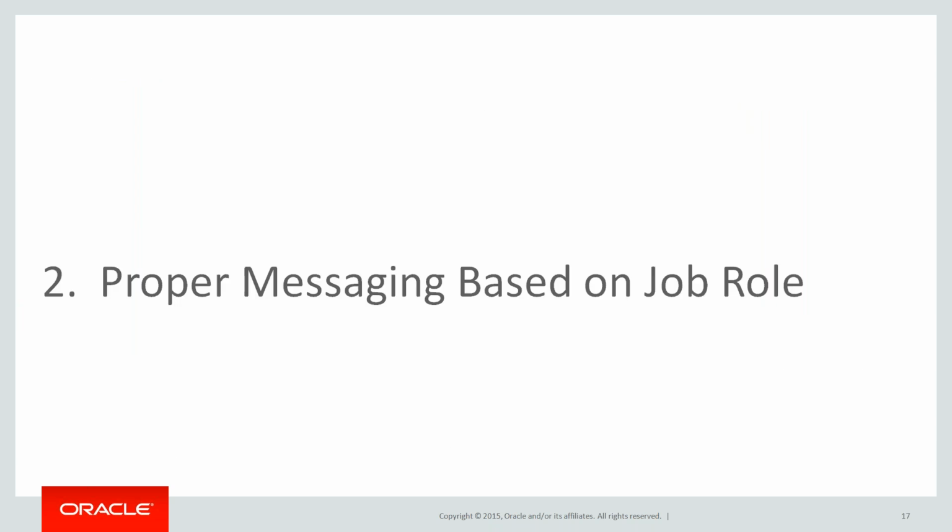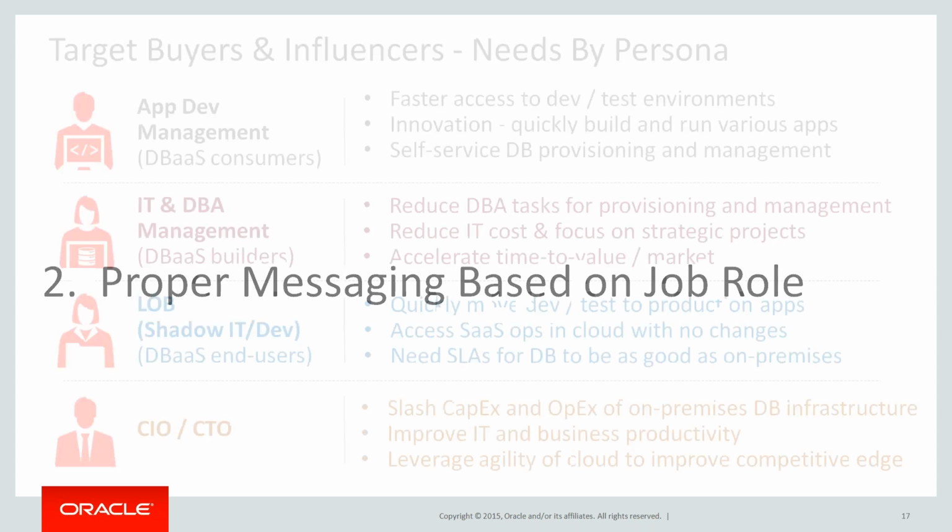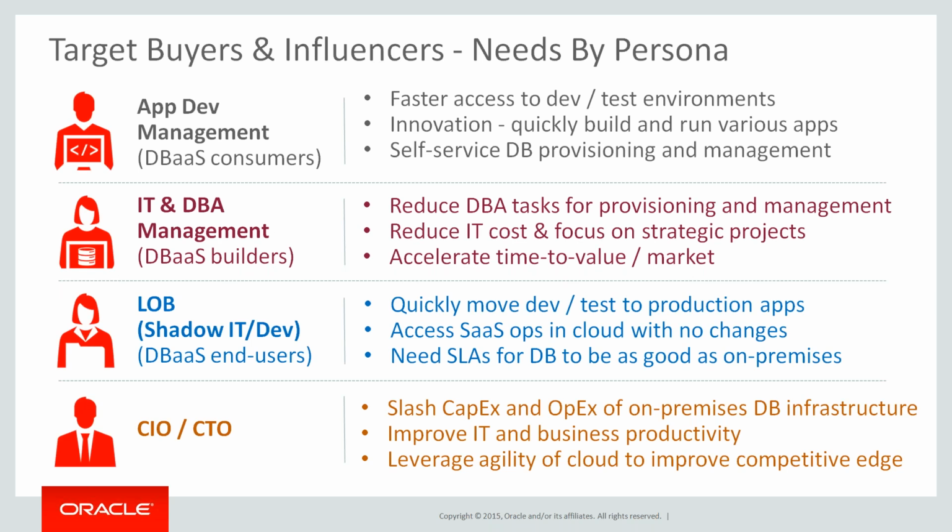The next step is proper messaging based on job role. When you're talking to different sets of people within the end user, you know what their needs are and the best ways to position the product with them. So again, we're talking about a specific database, and this one is database as a service, which is becoming more and more popular as people move to the cloud. We'll start by looking at the needs of the different technology and business level personas, which is always important to properly position.